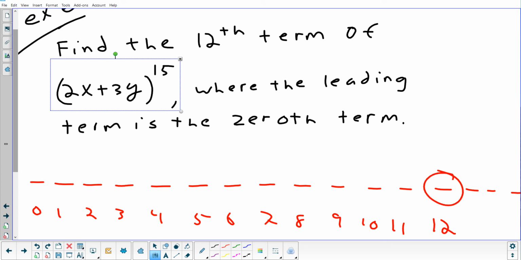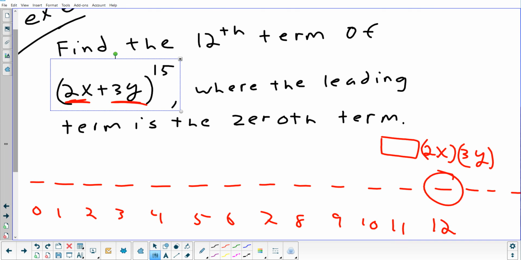So let's start with the two things that are here first, and then we'll figure out the binomial coefficient at the end. Okay, so you're going to have some binomial coefficient, which we're going to figure out. You're going to have a 2x to a certain power, and you're going to have a 3y to a certain power. When you add the two powers together, what are they going to add up to? 15. They're going to add to 15. So just work your way over to that term.